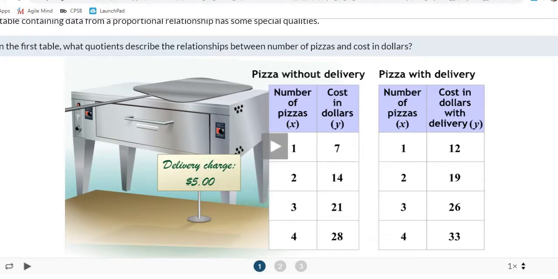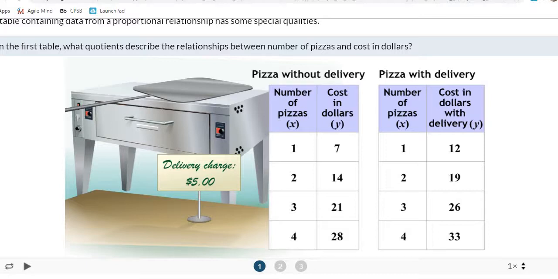All right, these two tables should look pretty familiar to us already. We talked about them yesterday. Pizza without delivery and pizza with delivery. And without delivery, well, which one was proportional? The one without delivery. And the one with delivery, was it proportional? No, it did not go through the origin.